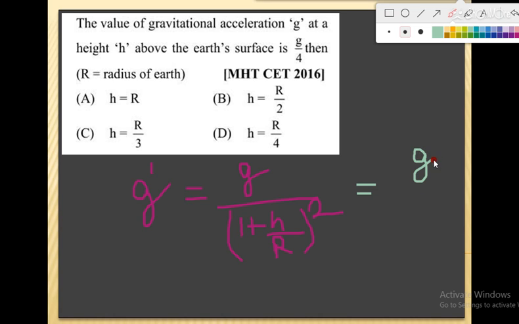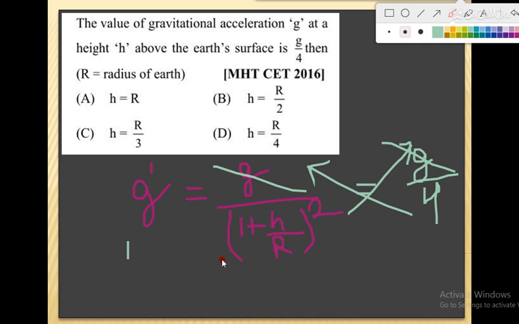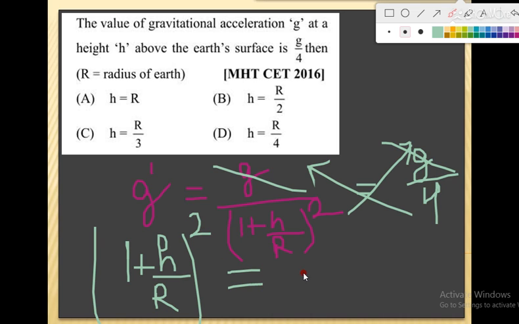It is given in the question. So this is given g by 4. So g will cancel out, and this whole term (1 plus h by r) square is equal to 4. Cross multiply, take 4 on this side. So 1 plus h by r, this is its whole square, will be equal to 4.